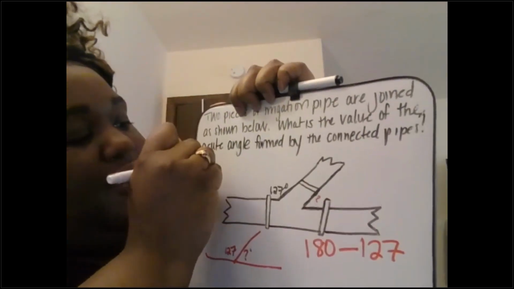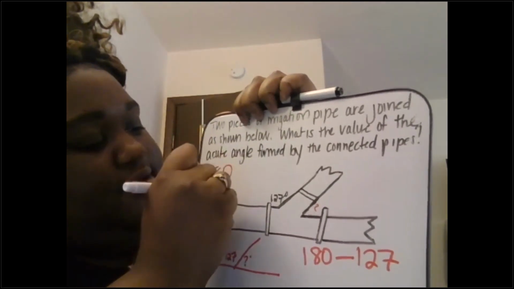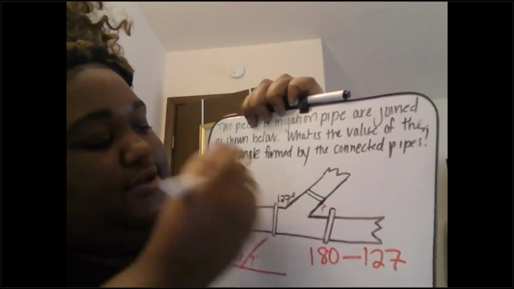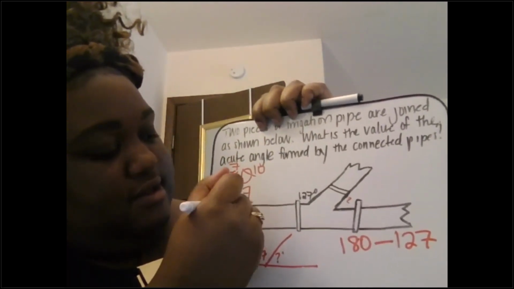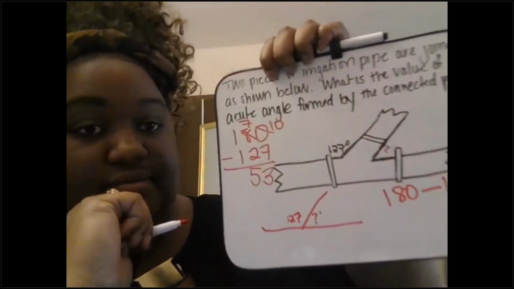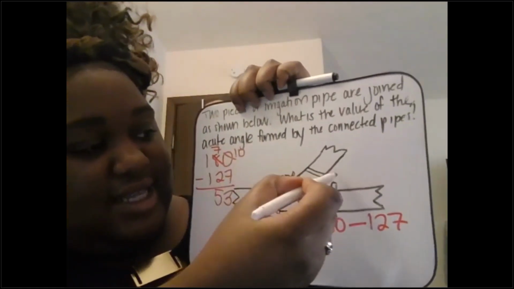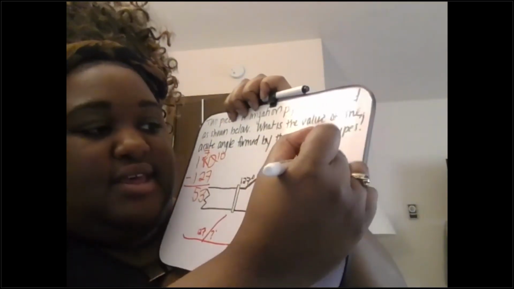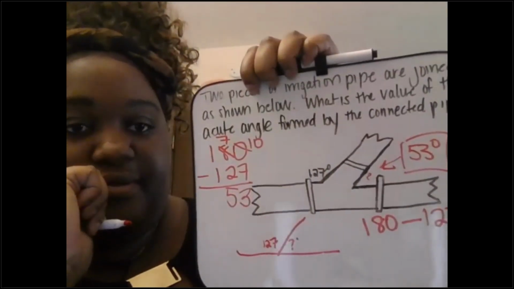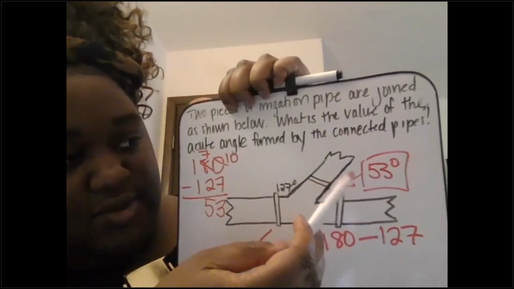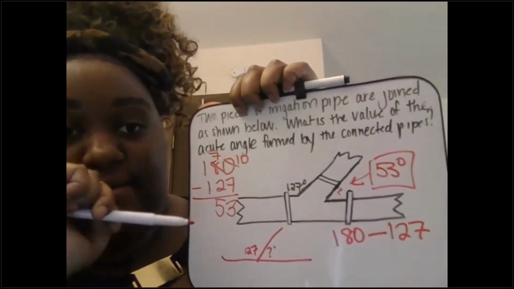So now I'll work it out here, up here. I'll subtract those. That gives me 53. So that means that this angle here is 53 degrees. And if I add those two together, I should get 180.